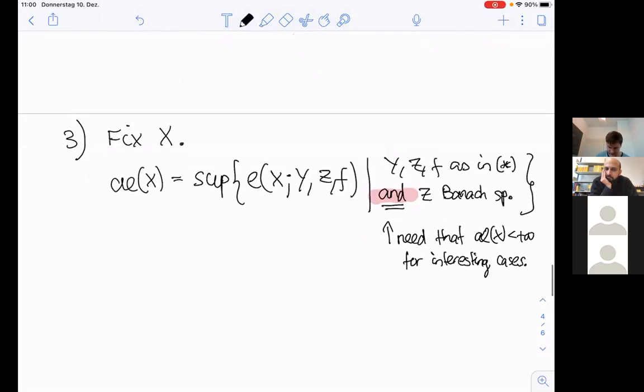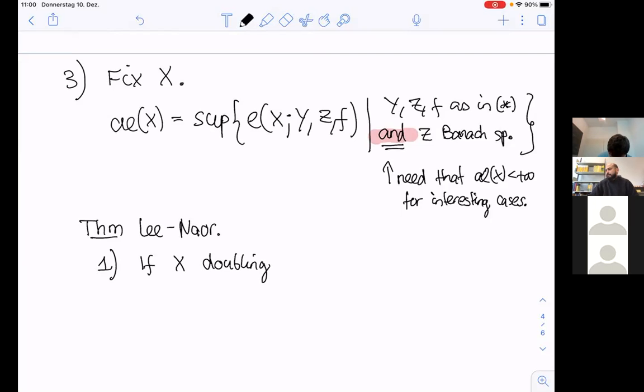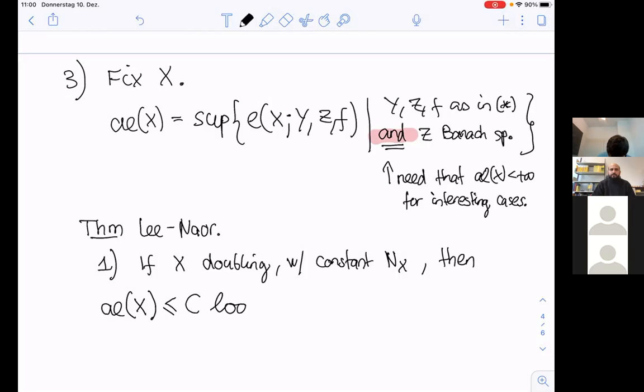Let me just state the state of the art concerning this constant. It's a theorem of Lee and Naor, which tells you that there are two things. The first thing is, if X is doubling with constant n(X), then the absolute Lipschitz extendability constant of X is smaller than an absolute constant times the logarithm of n(X). And this result is almost sharp.